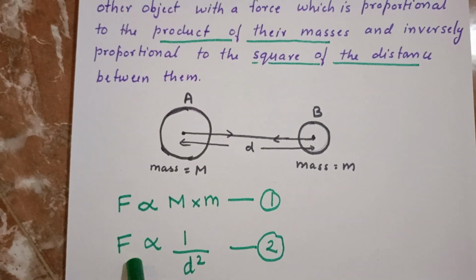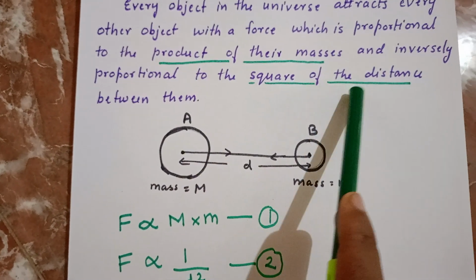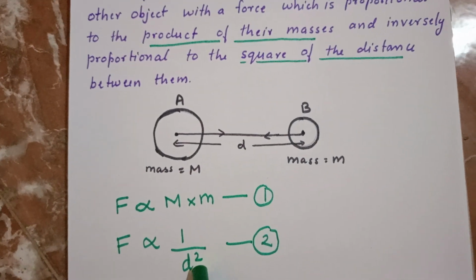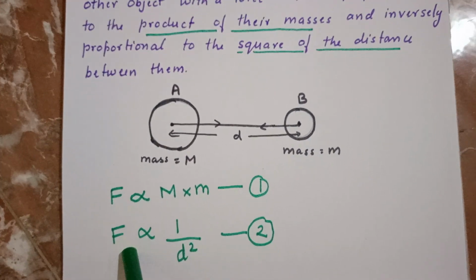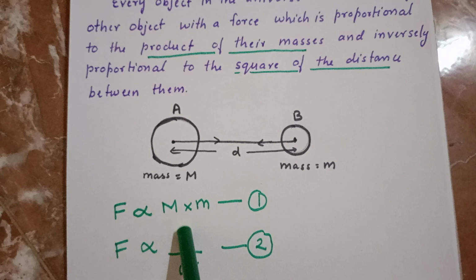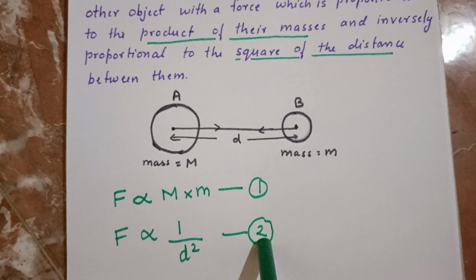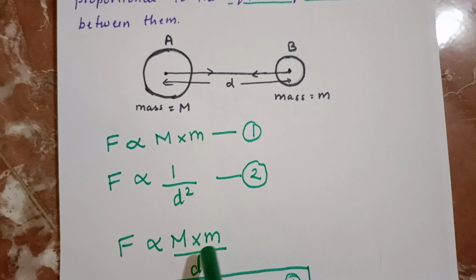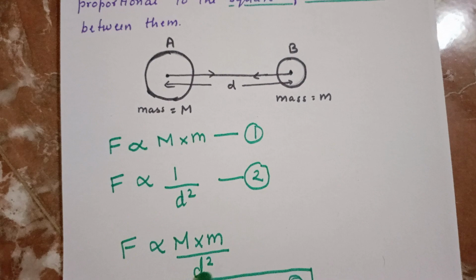Next, what is given is that force is inversely proportional to the square of the distance between them, right? So what was the distance between them? d, and square means d square. Inversely, how do we write it? As 1 by d square. So force is inversely proportional, with the proportionality symbol, to 1 by d square. We take this as equation 2, and from 1 and 2 what we get is that force is proportional to the product of their masses and inversely proportional to the square of the distance between them.